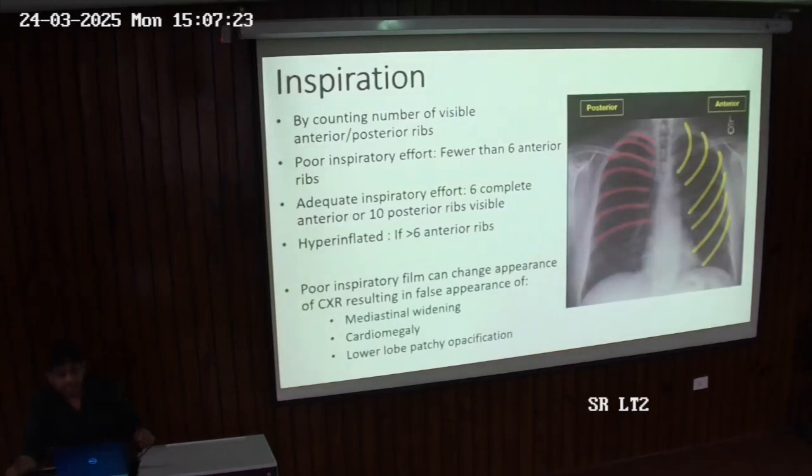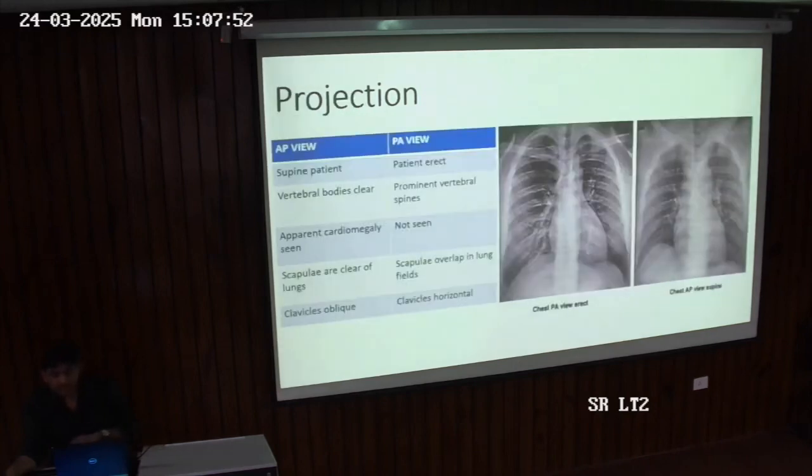In poor inspiratory effort, fewer than 6 anterior ribs are identifiable. In adequate inspiration, 6 complete anterior ribs or 10 posterior ribs are visible, which indicates adequate exposure. Hyperinflation is when more than 6 anterior ribs are visible. A poor inspiratory film can change the appearance of the chest X-ray, resulting in a false impression of mediastinal widening or cardiomegaly. So inspiration should be proper.